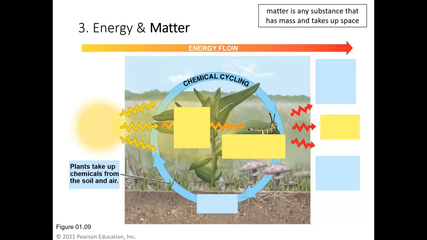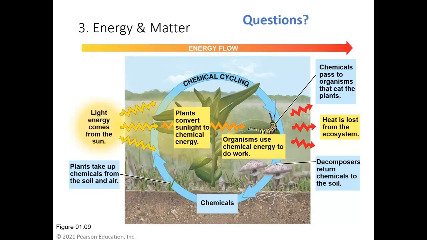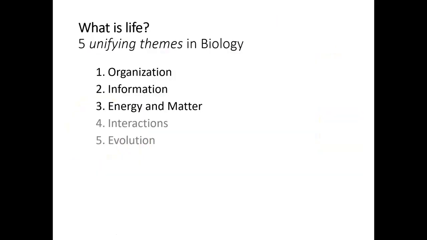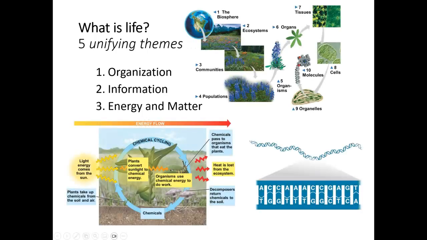Plants absorb water from the soil and carbon dioxide from the air, and use these chemicals or molecules to help it grow. When the caterpillar eats the plant, the chemicals in the plant pass into the caterpillar. When the caterpillar dies, fungi help break down its body and return those chemicals back to the soil. You should be able to describe how energy flows through a system and how matter cycles within that system. So far, we've covered the first 3 unifying themes, so take a moment to test your understanding.